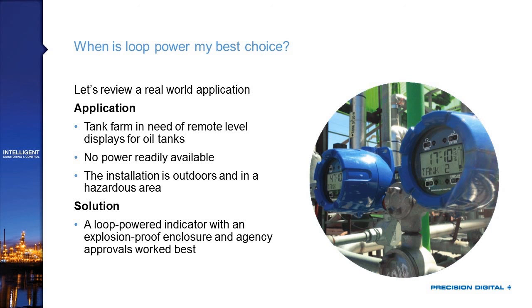All they have to do is cut into that 4 to 20 line that's already going back to some control room somewhere and tie it into these two devices. So they don't need to bring out power. They can put the display anywhere they want along the 4 to 20 milliamp run, and all they have to do is just wire up the two wires of their two-wire loop-powered device, and they're done. A little bit of programming later, and their system was complete.